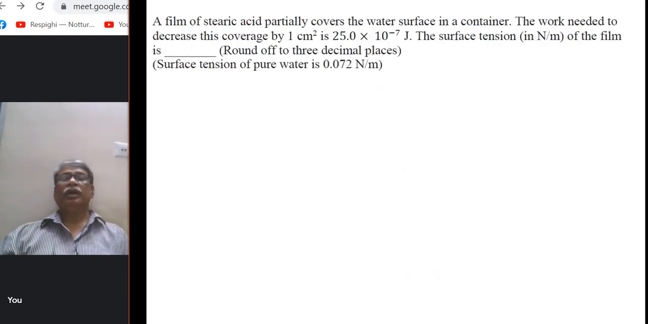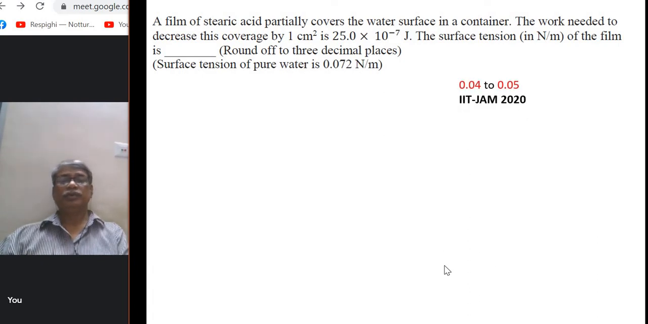A film of stearic acid partially covers the water surface in a container. The work needed to decrease this coverage by 1 centimeter square (follow the unit) is 25 × 10^-7 joules. Again, follow the unit. This is SI. The surface tension in Newton per meter of the film is this. So it's mixed-up units. You have to convert it properly.